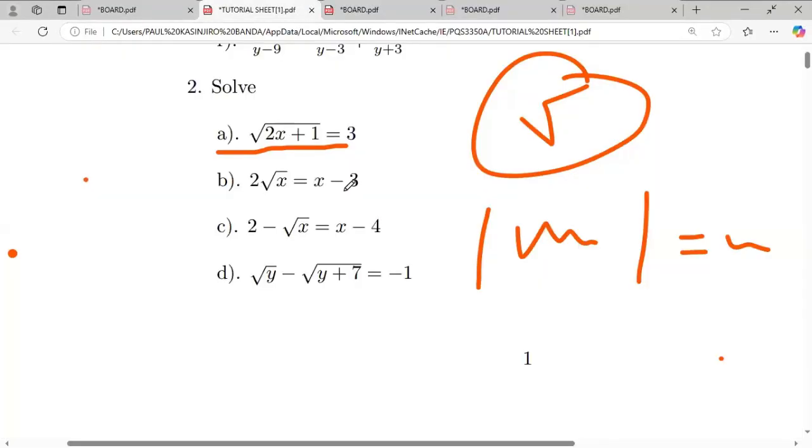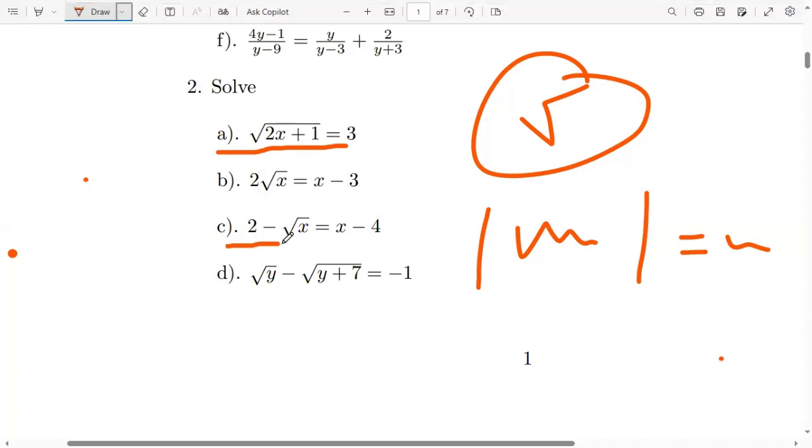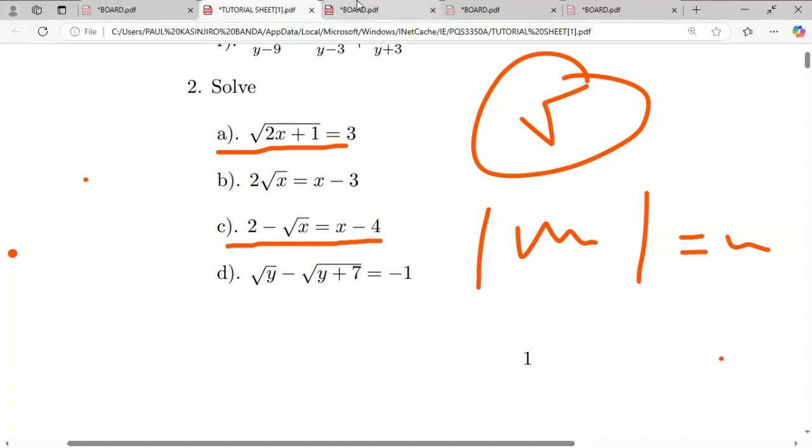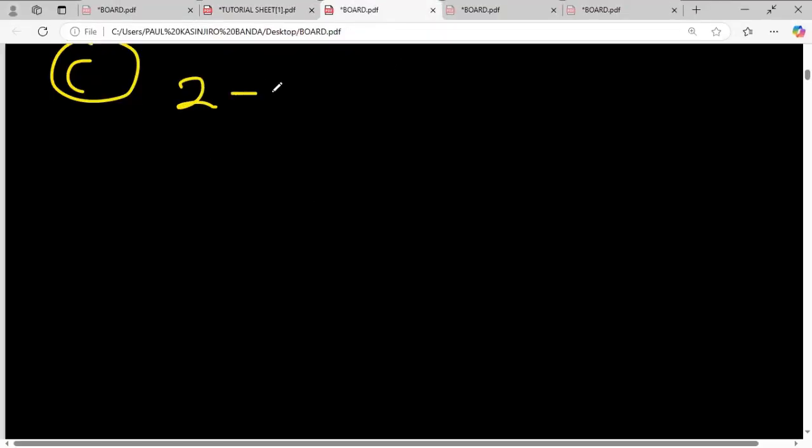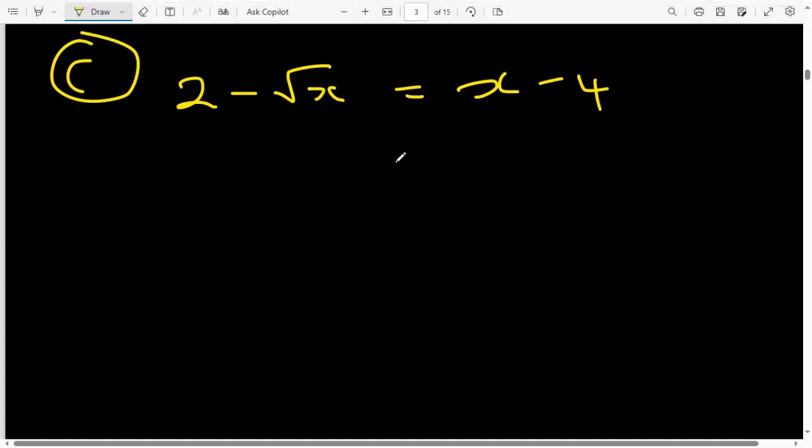Okay, let's look at C. So C, we have 2 minus root of x is equals to x minus 4. So how can we solve this? The primary goal here is to eliminate the root of x. So we are going to make this root of x be on a side on its own. It shouldn't have a minus 2 or anything.